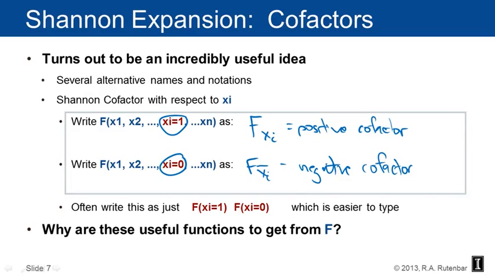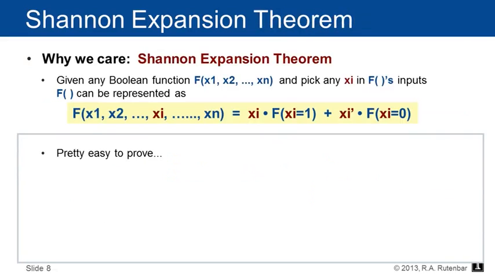And to be honest, and I recognize it's a little bit sloppy, but everybody does it. Sometimes we're just going to write this as f of xi equals 1 or f of xi equals 0, ignoring all of the other variables, which is mathematically a little sloppy, but it's just easier to type. So that's what they are. That's what they're called. That's how we write them.